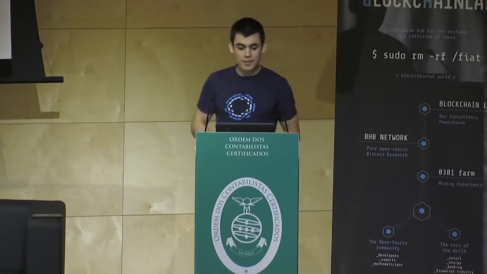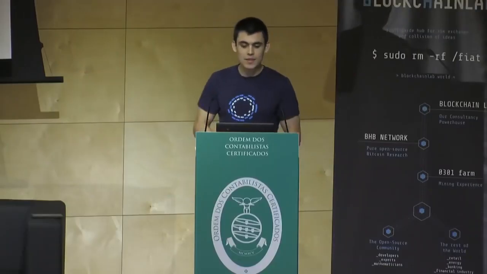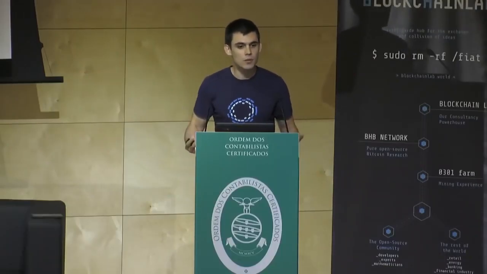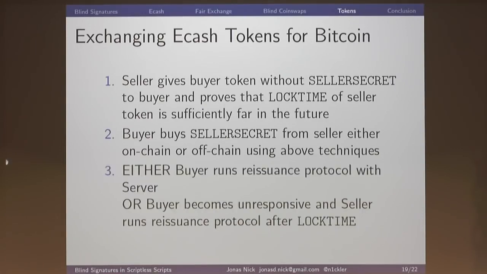So the exchange works like that. The seller gives the buyer token to the buyer, but without the seller secret, because the buyer is going to buy the seller secret. It proves that the lock time of his corresponding seller token is sufficiently far in the future such that the buyer has time to buy this token. And then, since attributes are just discrete logarithms of some points, it's possible to use the techniques we've seen earlier to use on-chain or off-chain payments to buy this discrete logarithm, the seller secret.